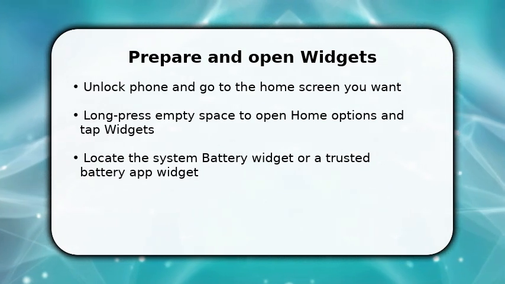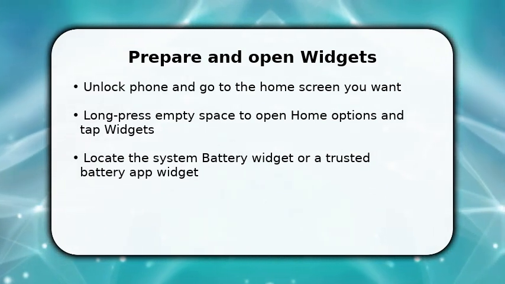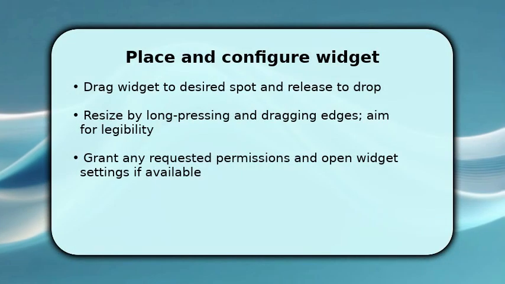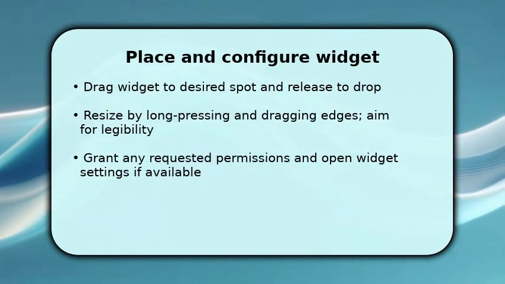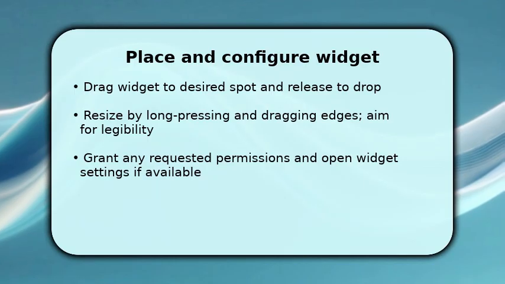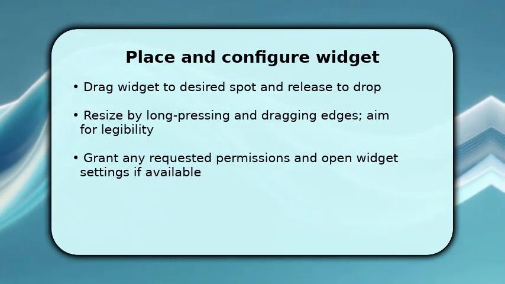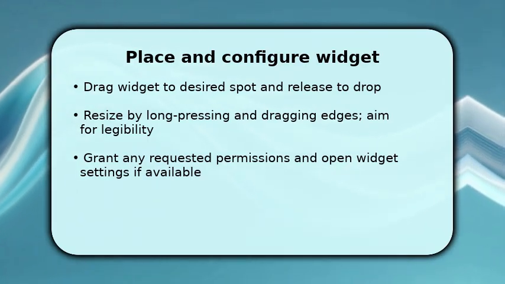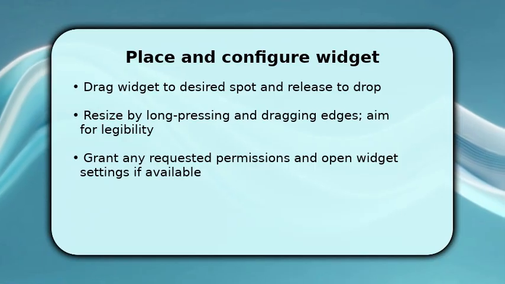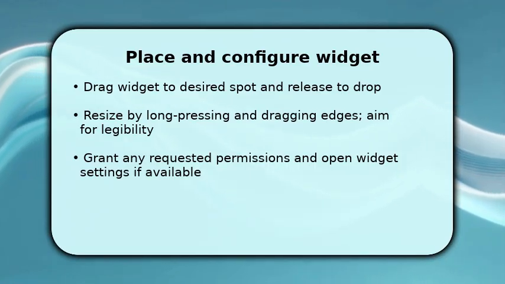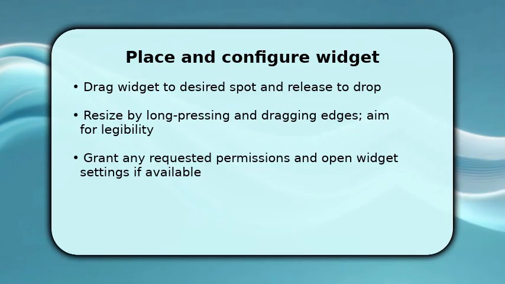Once the widget is on the screen, press and hold it to adjust size and placement. Make it large enough to read at a glance. Use the resize handles. Some launchers require a second long press to show them, so you can fit 1 or 2 columns. Make sure you tap into the widget settings, if shown, to select percentage, icon, or estimated time remaining.